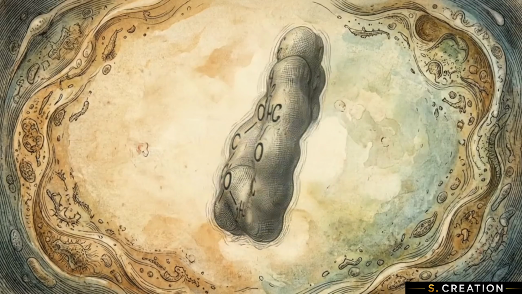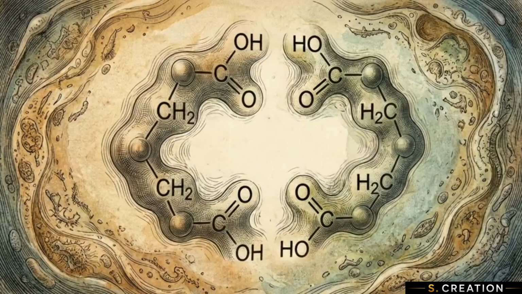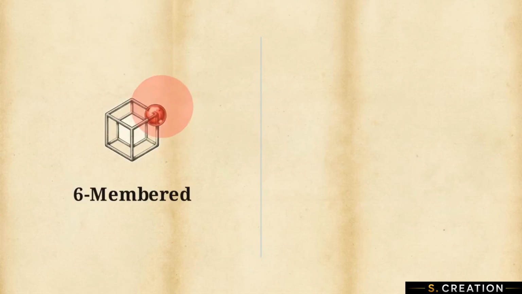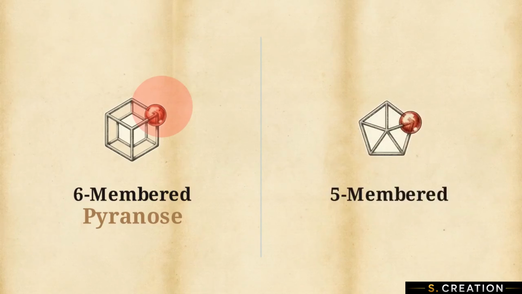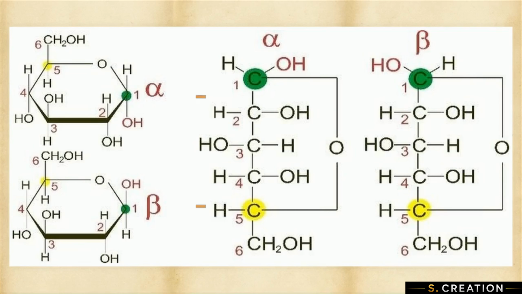In solution, the molecules bend into 3-dimensional geometric rings. A 6-membered ring containing 1 oxygen atom is a pyranose. A 5-membered ring is a furanose. As glucose cyclizes into a pyranose, the former carbonyl carbon, carbon 1, becomes a new stereocenter. This is the anomeric carbon. Its orientation determines the final configuration of the cyclic sugar.